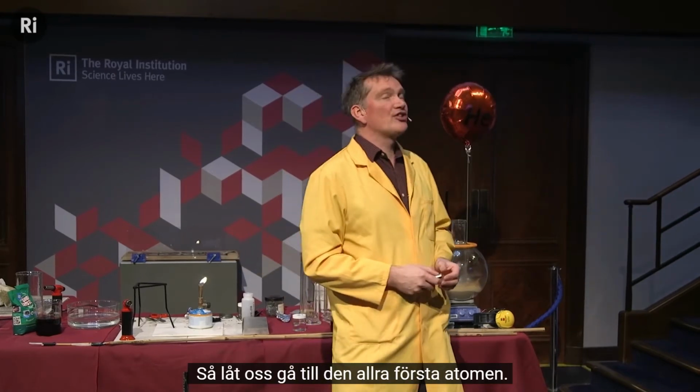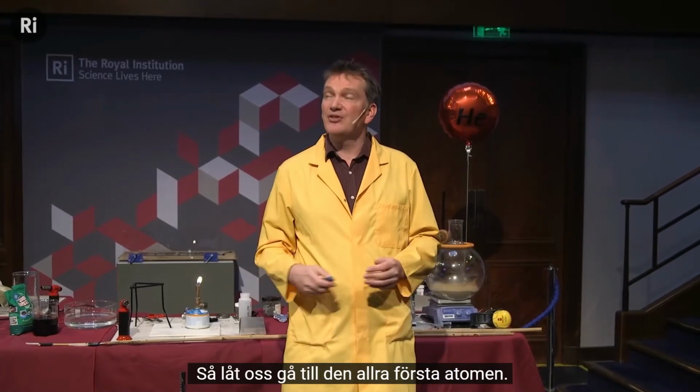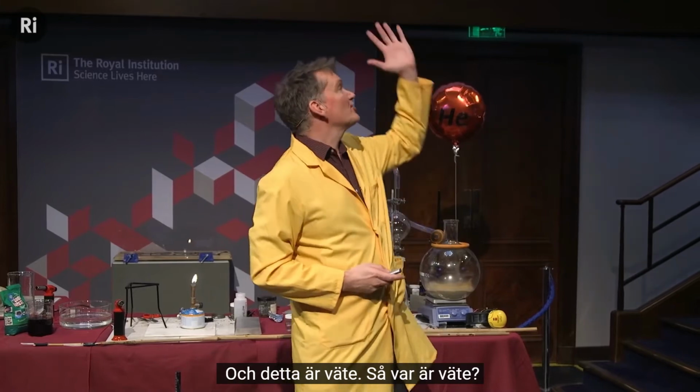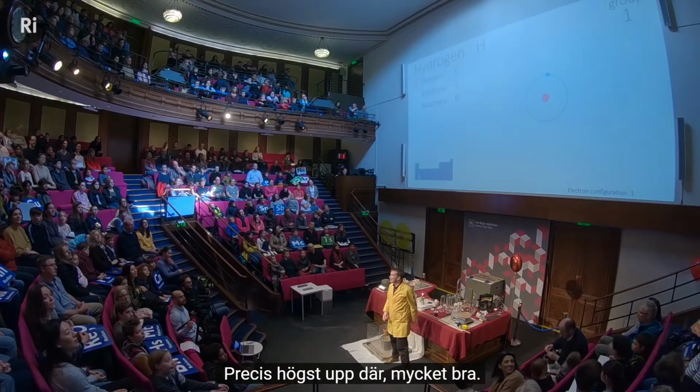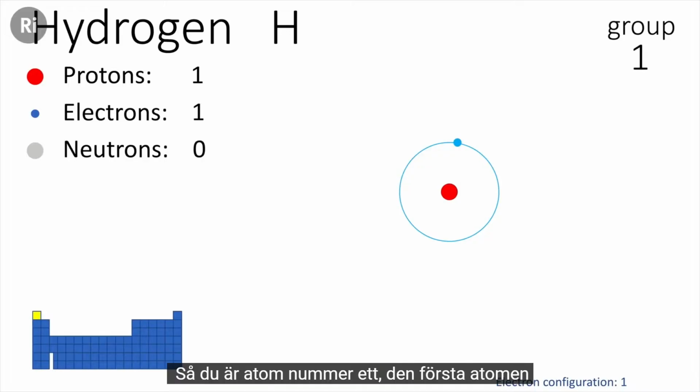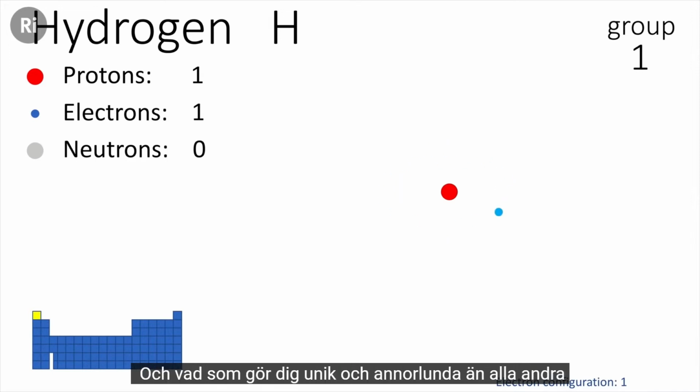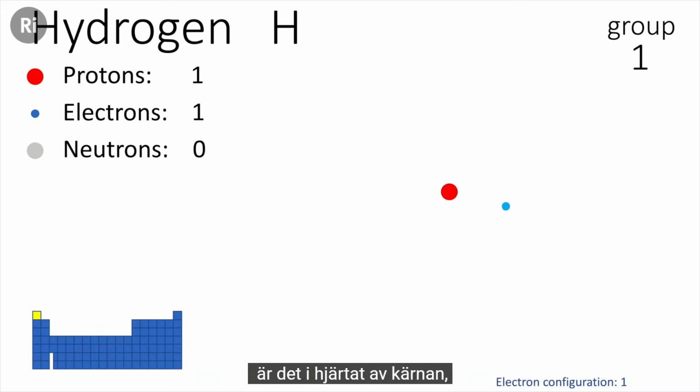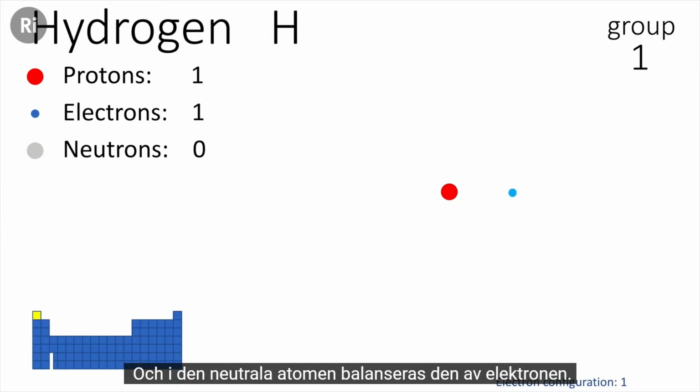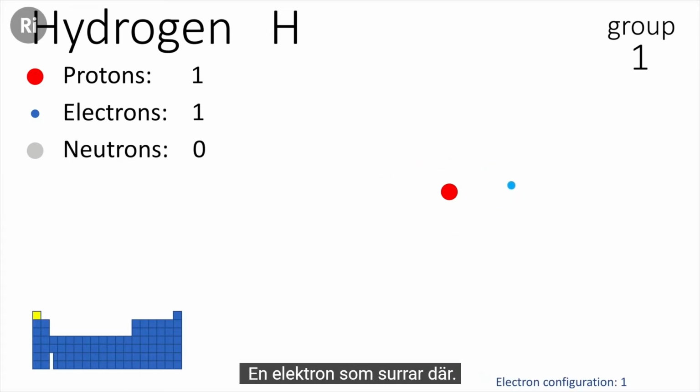So let's go to the very first atom, and this is hydrogen. So where is hydrogen? Right at the top there, very good. So you are atom number 1, the first atom in the periodic table, the first element. And what makes you unique and different from every other one is that in the heart of the nucleus, you have just one proton. That's what makes a hydrogen atom. And in the neutral atom, it's balanced by one electron whizzing around there.